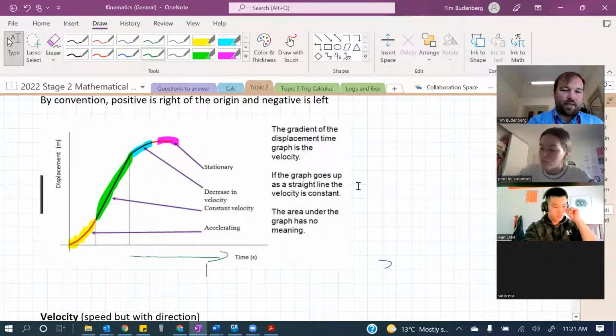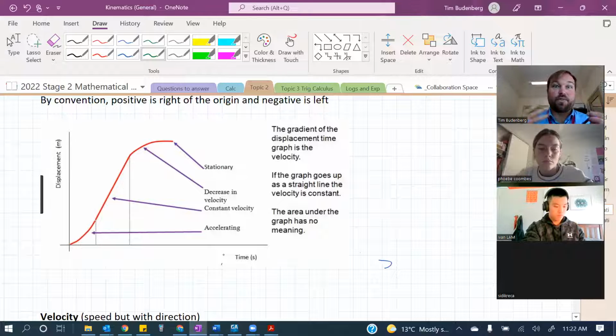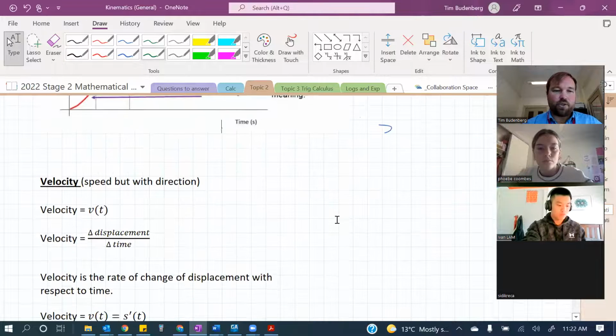The really neat thing is from this graph, we can actually calculate velocity and acceleration. And that's what today is about: how to use a displacement graph to calculate velocity and acceleration and the relationship between them. So I guess your next little title will be velocity.